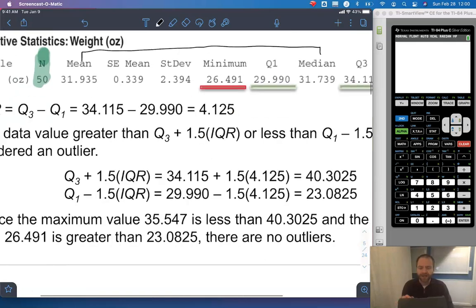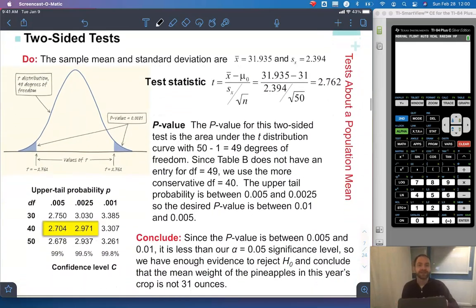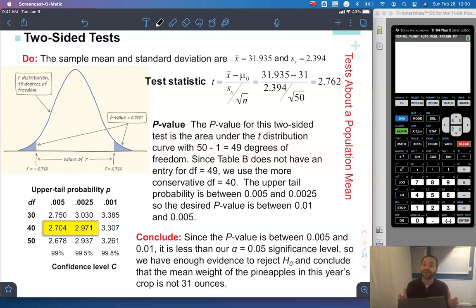Who knows? And so as we go through, that's what you looked at, and then you did your test statistic for t. And you better have stated your degrees of freedom there, which in this case we do. 50 minus 1 is 49. However, table B did not have a 49. And so that means we had to go down to 40 because, well, you can't say you have more of a sample than you really do. And in this case, the upper tail probability is between 0.005 and 0.0025.